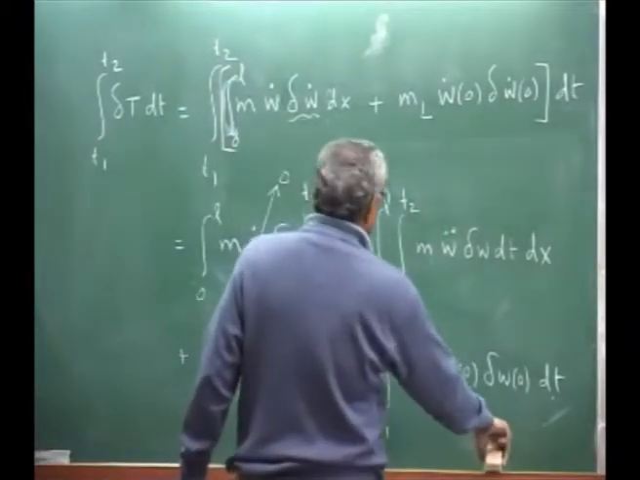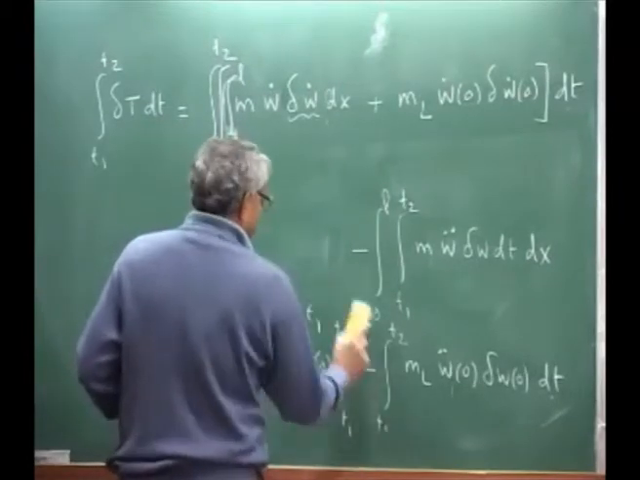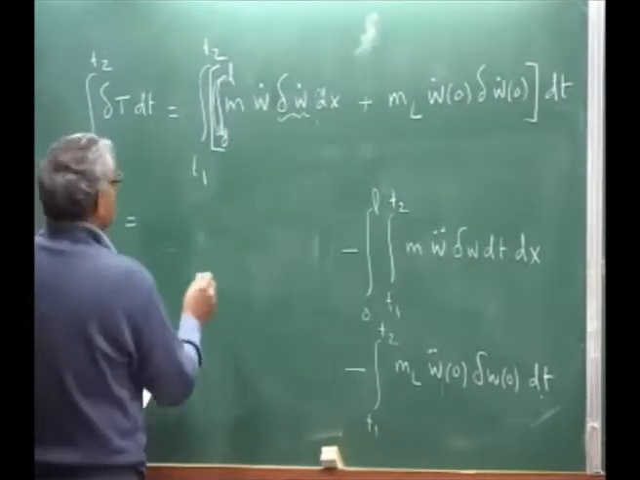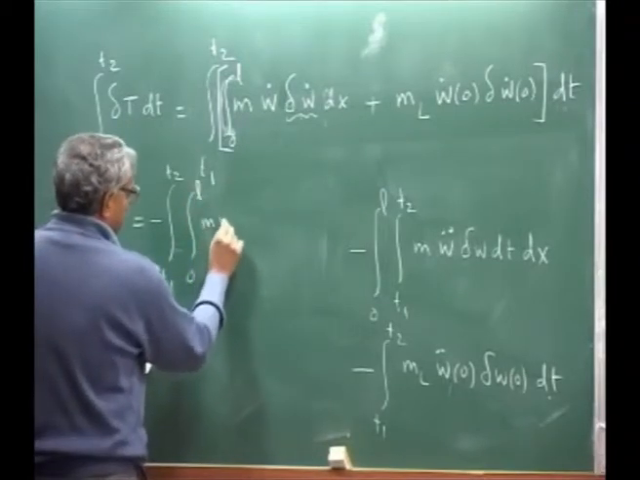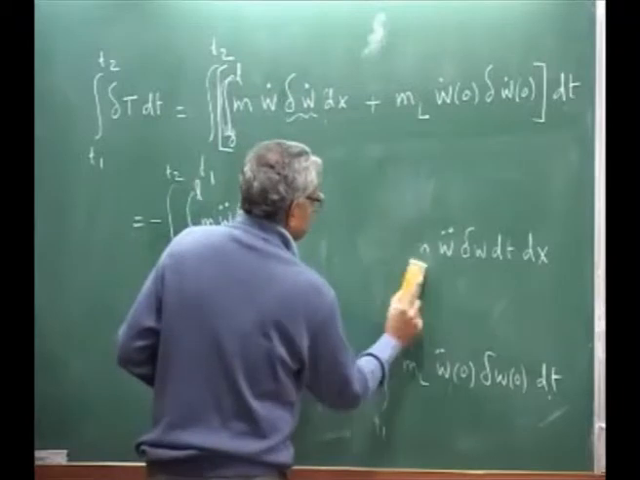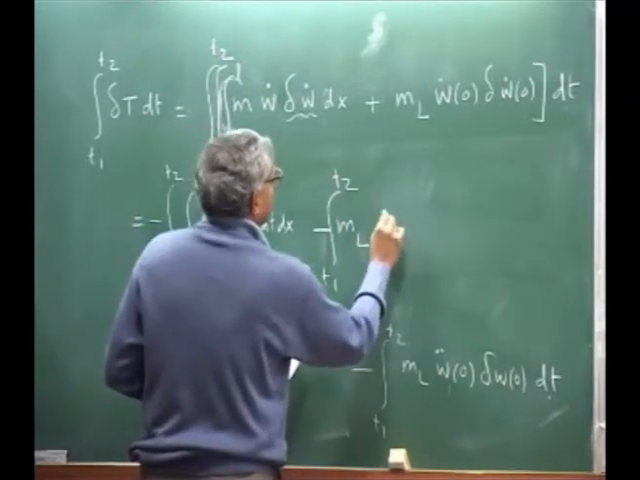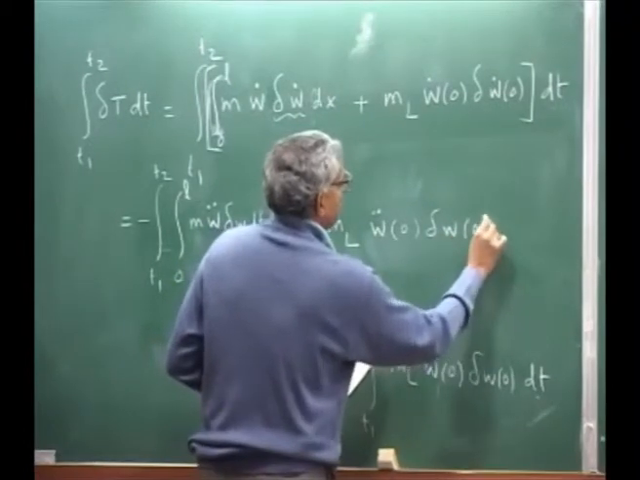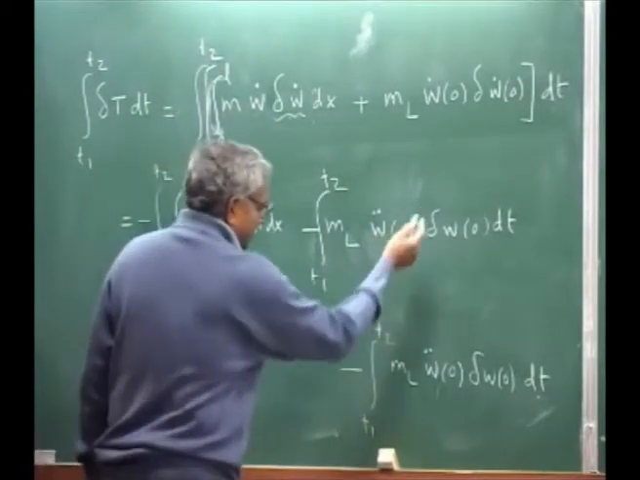Now I can erase this part and write it in very short form, which becomes much simpler for me later to substitute. Minus integral t1 to t2, integral 0 to L, m w double dot delta w dt dx, and then minus integral t1 to t2 ml w double dot at 0, where 0 is the location, not time, delta w. If you want, you can put a comma t here.